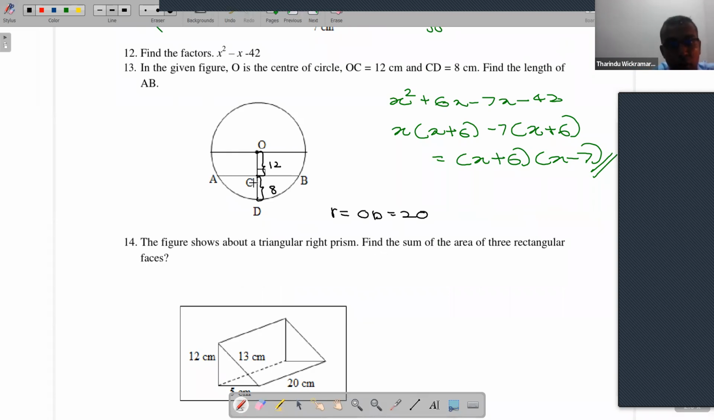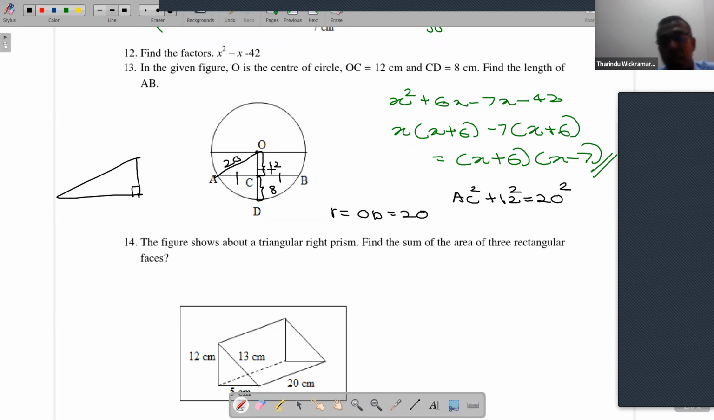So you know when you drop a perpendicular from the center, it will bisect this chord. Then this is 20. Then you can use the Pythagoras theorem to find AC. AC squared is 12 squared plus 20 squared. Right? But I will use a simpler method.